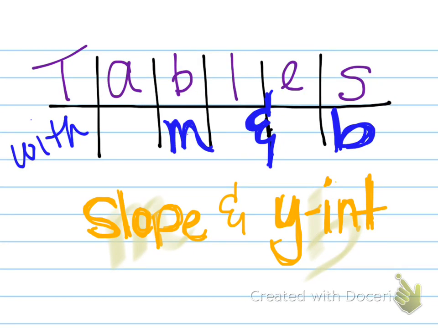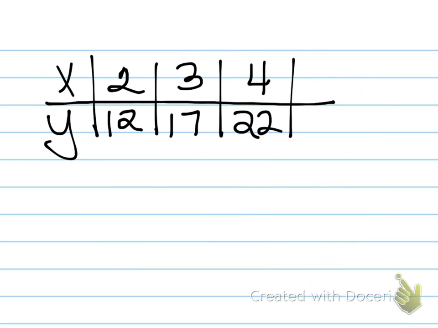Okay, now we're going to look at tables that have slope and y-intercept. So let's look at this table. I know that looking at this table, I can't just multiply off the top of my head something times 2 to get to 12, 3 times something to get to 17, 4 times something to get to 22. That's the same on all of them.